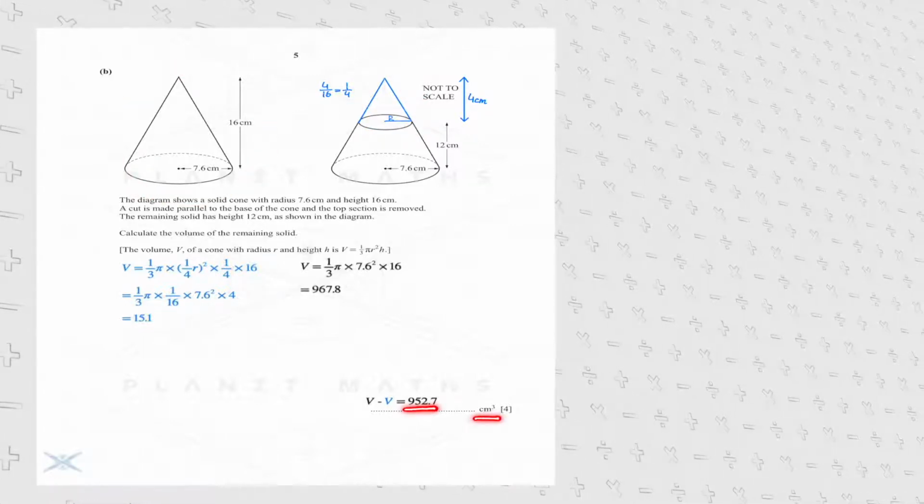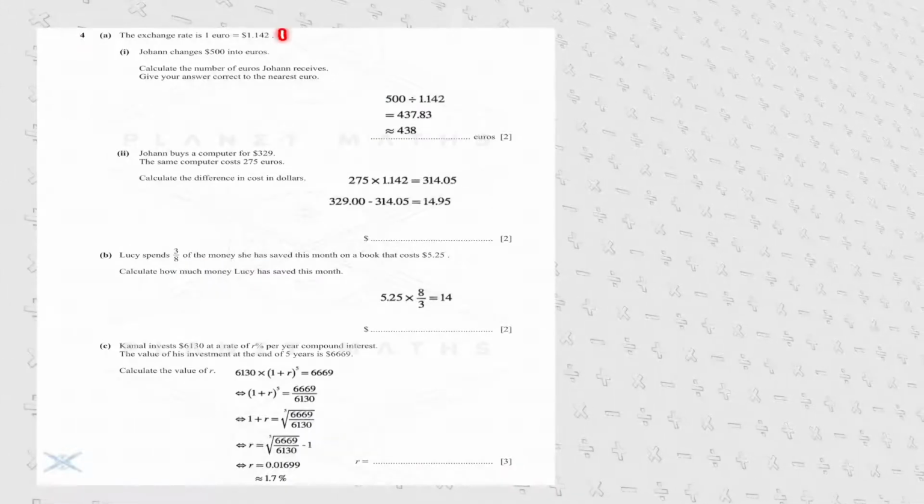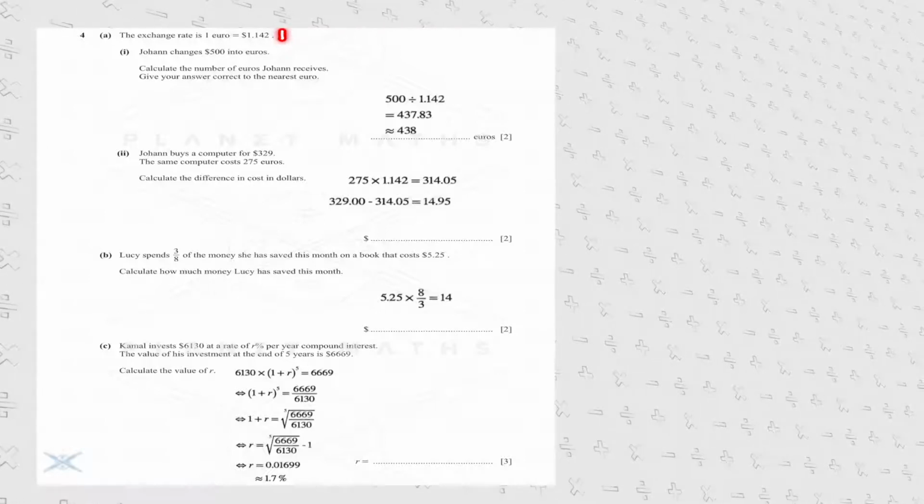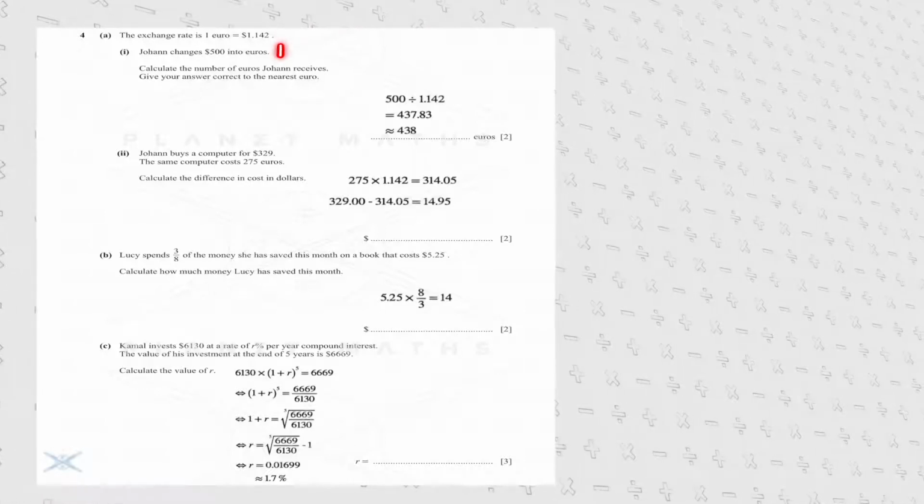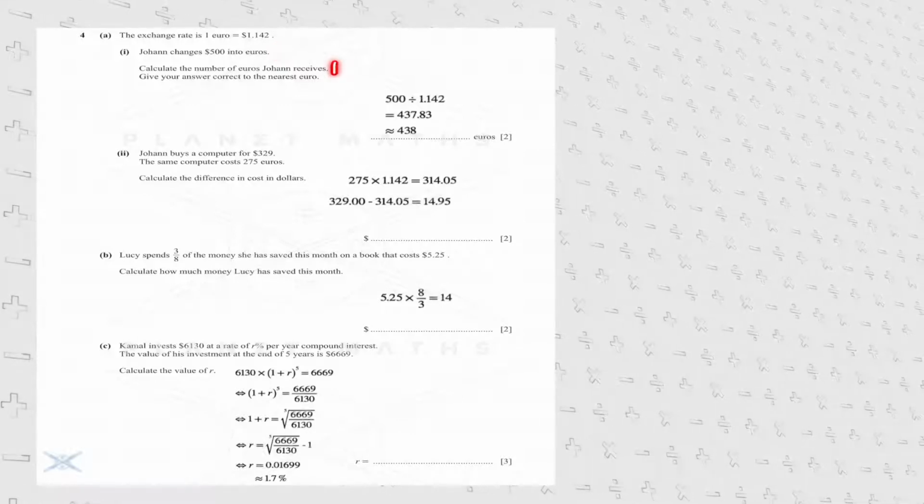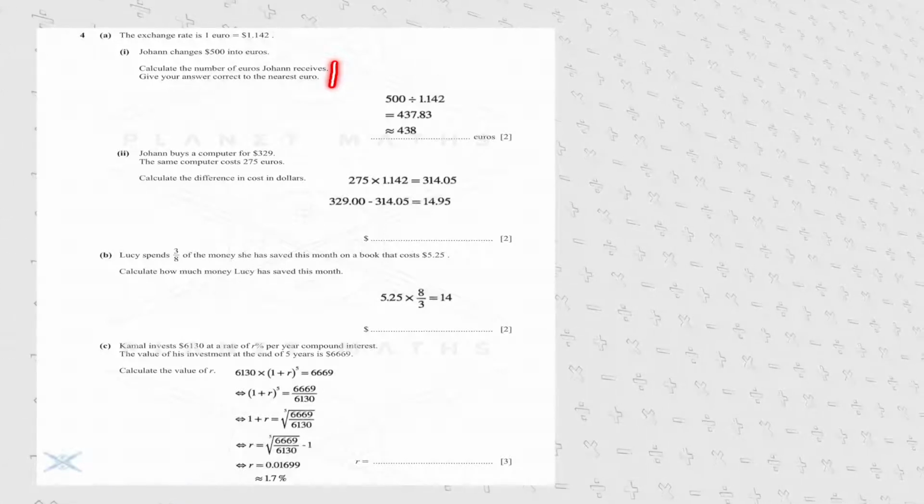952.7 centimeters cubed. Next, on to exercise 4, where in part A it is stated that the exchange rate is €1 equals $1.142, and that Johan changes $500 into euros, and we are supposed to calculate the number of euros Johan receives, providing our answer correct to the nearest euro.